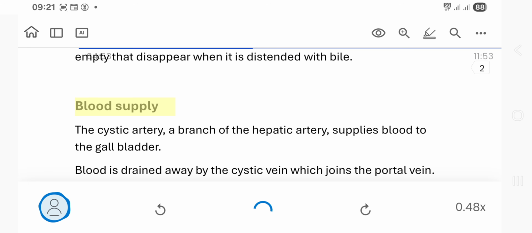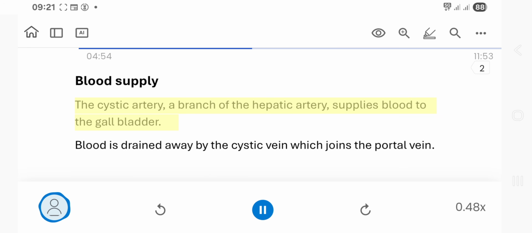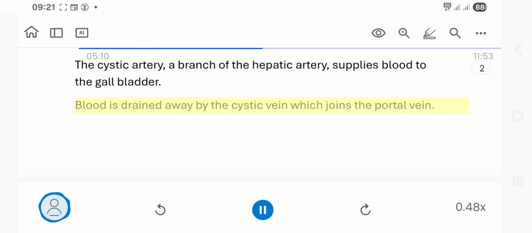Blood supply. The cystic artery, a branch of the hepatic artery, supplies blood to the gallbladder. Blood is drained away by the cystic vein which joins the portal vein.